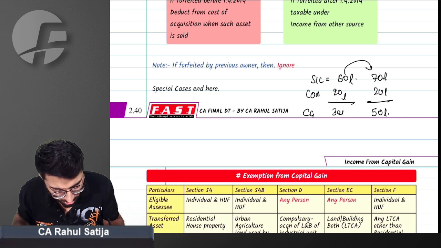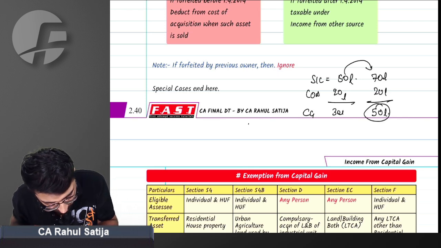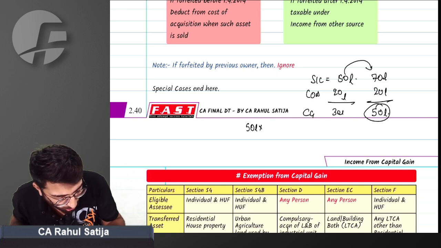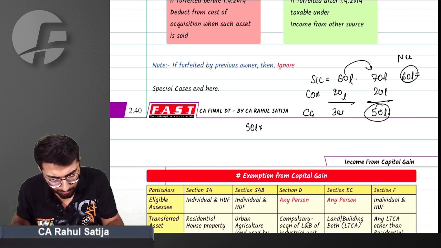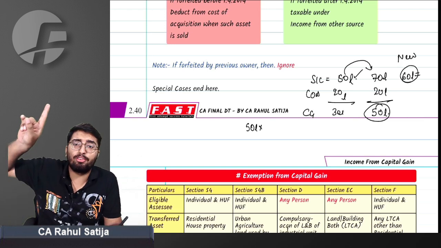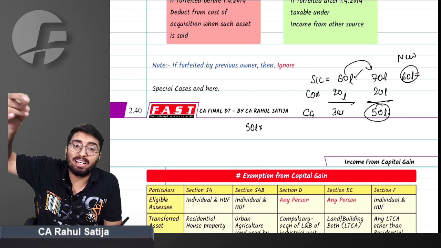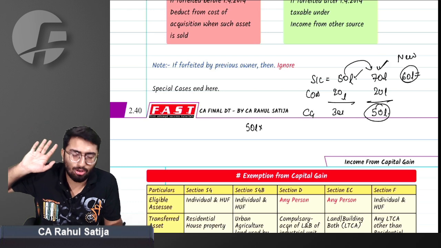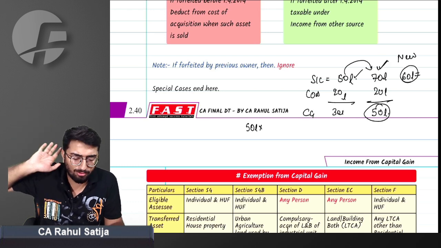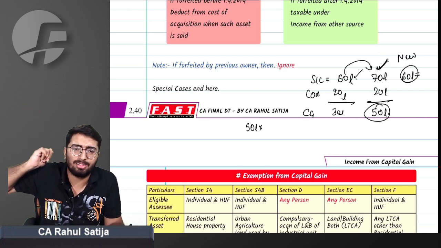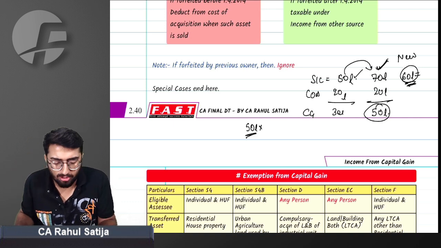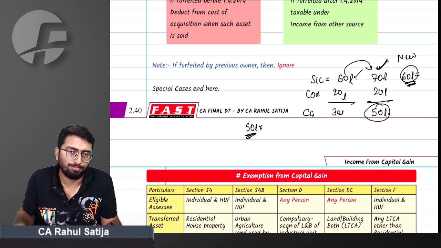Correct? Now this SSC went to claim exemption of this 50 lakh rupees. He bought a house of 60 lakh rupees. Just assume he bought a house of 60 lakh rupees. His old house was sold for 50 lakh, but deemed consideration was taken as 70 lakh rupees. Under section 50C, deemed consideration or net consideration or full value of consideration was considered 70 lakh rupees because SDV was this much. Now he wants to claim exemption for that 50 lakh rupees. How can he claim exemption?